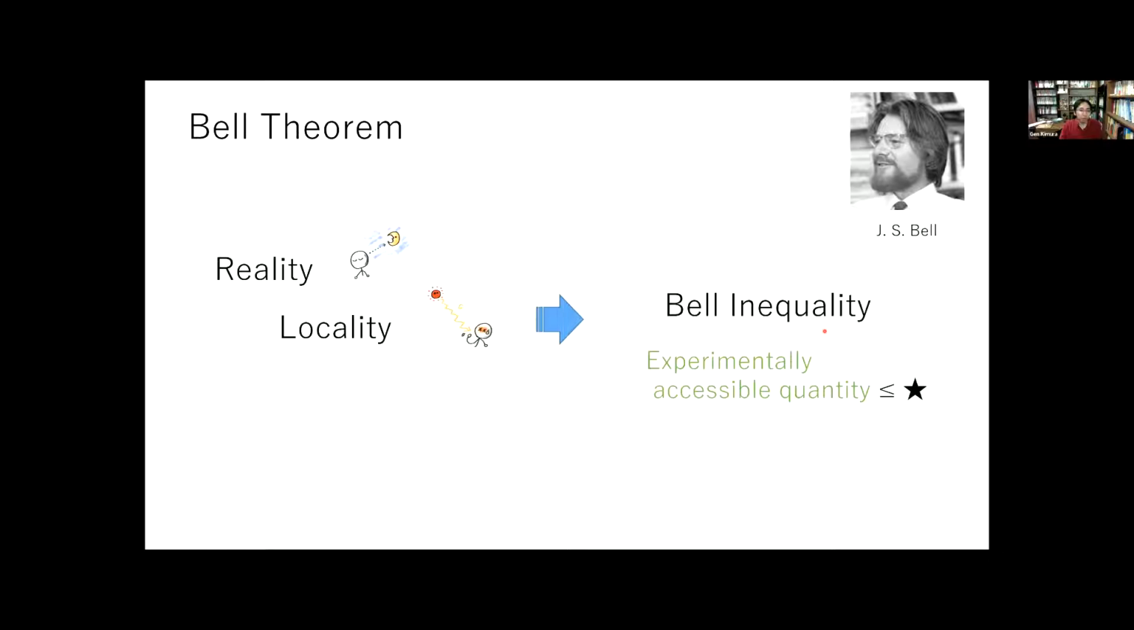And importantly, the inequality consists of experimentally accessible quantities. Thus, the validity of the inequality can be directly verified by experiments. And since the discovery of Bell's theorem, many experiments, notably by Aspect, have confirmed that some quantum correlations violate the inequality, and consequently, it is widely believed that our world cannot be explained by local realism.